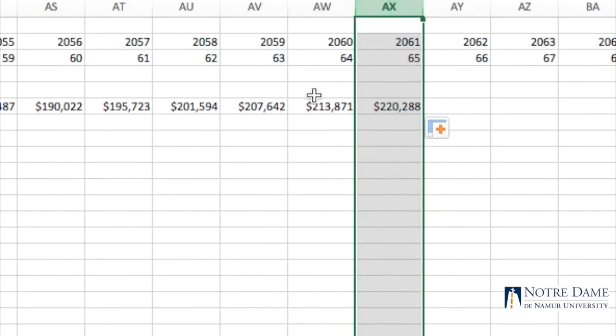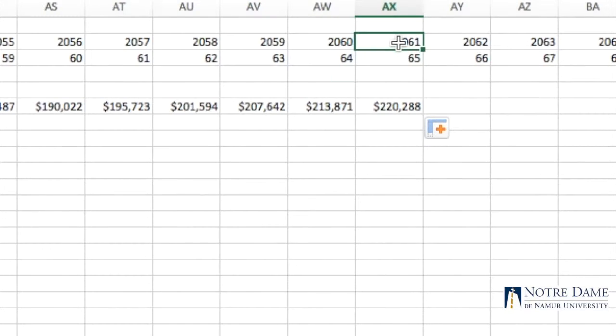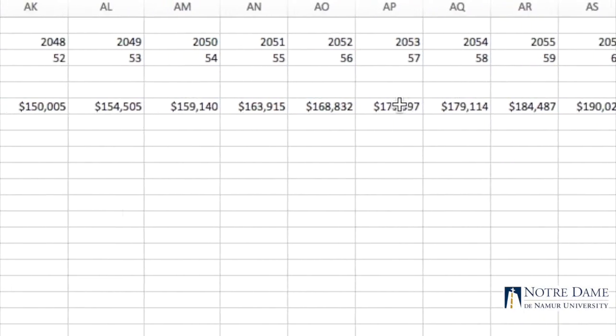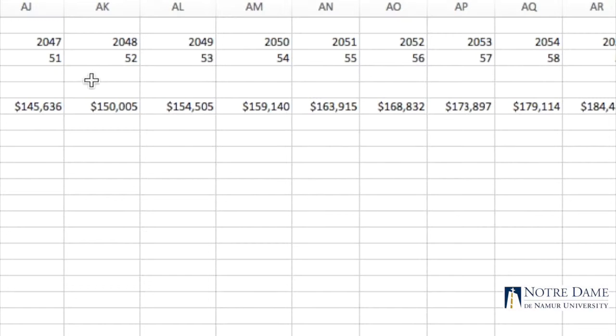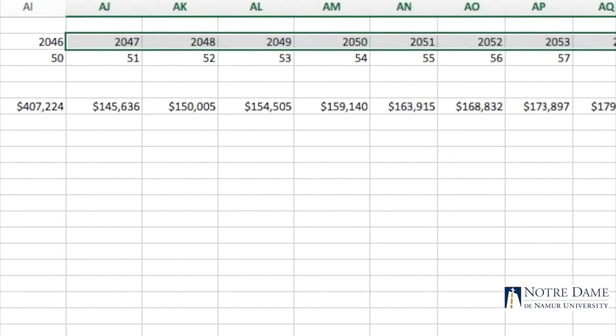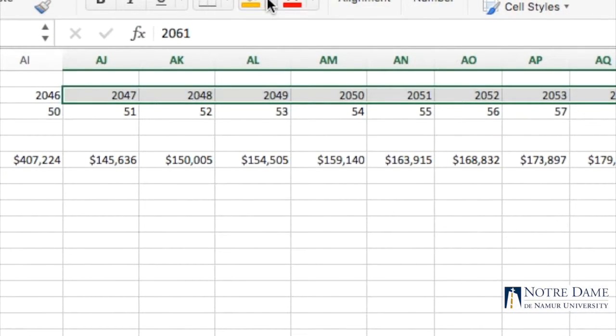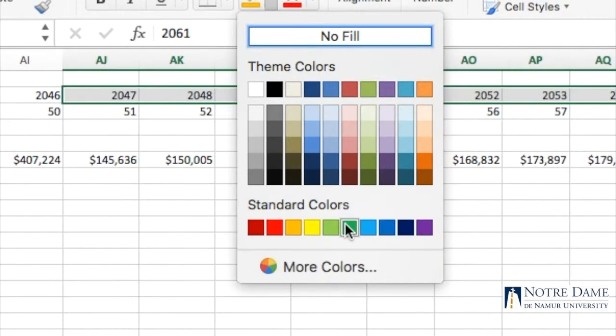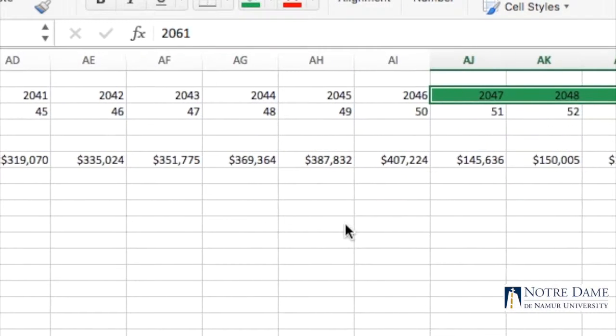I'm going to go back and highlight the cells under teaching, which are here, and I'm going to turn them a color. What's your teaching color, Evan? Green, because it's freedom, right?